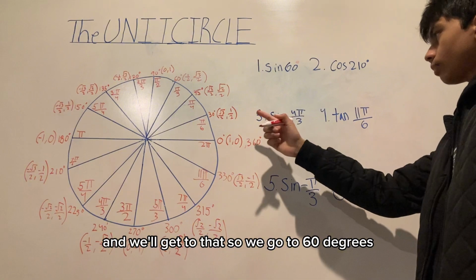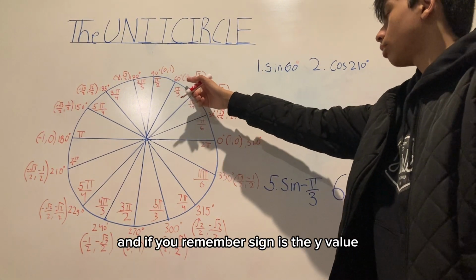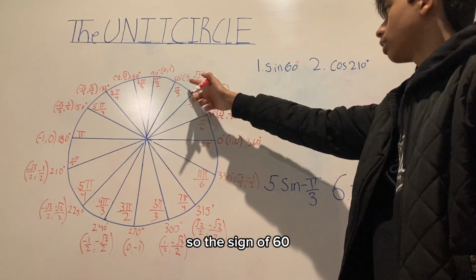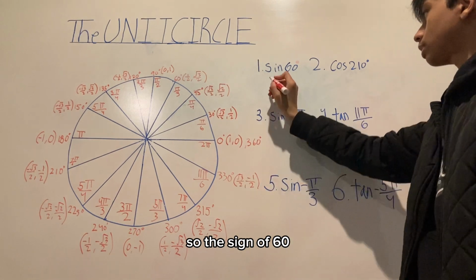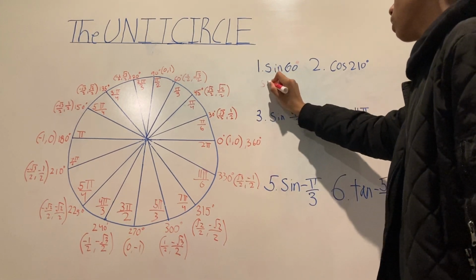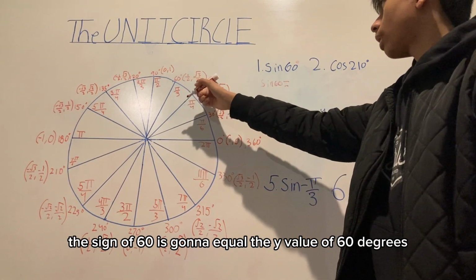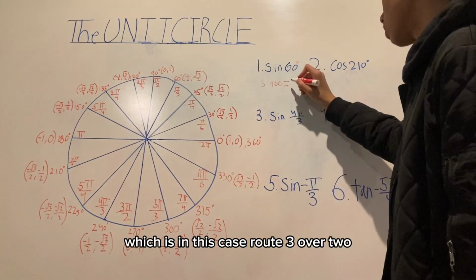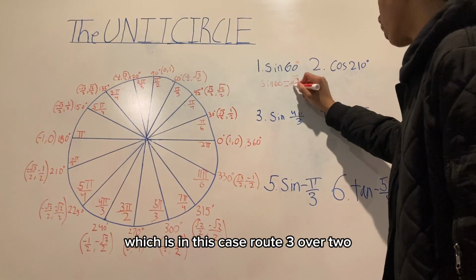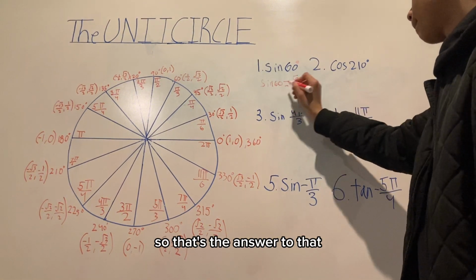So we go to 60 degrees, and if you remember, sine is the y value. So the sine of 60 is going to equal the y value of 60 degrees, which is, in this case, root 3 over 2. So that's the answer to that.